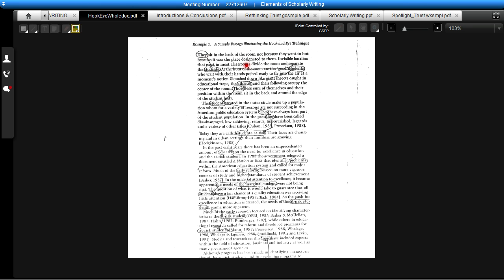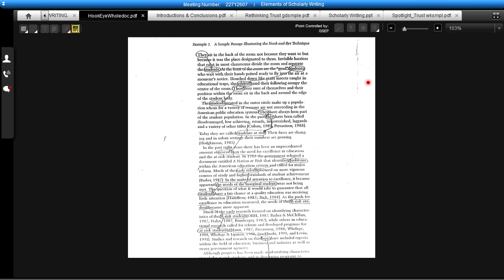Well, who are they? We find out in the next sentence, right? "Invisible barriers that exist in most classrooms divide the room and separate the students." So "they" would refer to students. If you follow each sentence, you see that the students, or the subject, is being addressed throughout the entire introduction and mostly throughout the paper here.